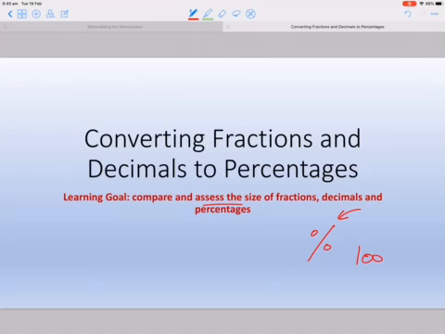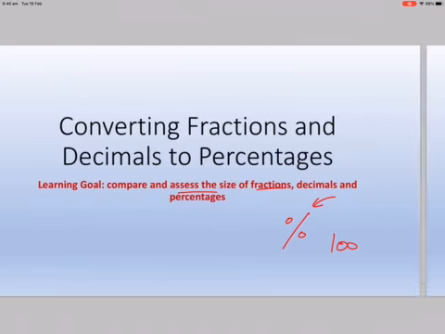And this is just a general learning goal for the introductory topic of percentages. So we're going to assess the size of fractions, decimals, and percentages. That's essentially what percentages does. It brings everything together. So like, one test I got 4 out of 25, another test I got 15 out of 30, and we're like, okay, I want a standardized version. That's what a percentage is.